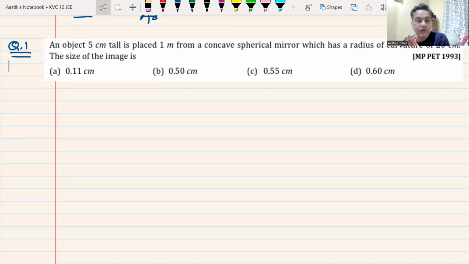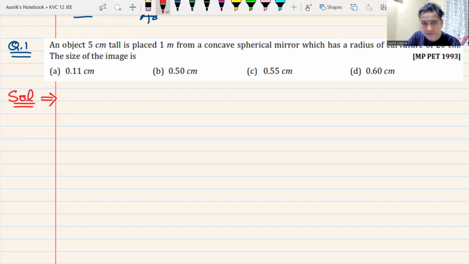Okay, so an object 5 centimeter tall is placed 1 meter from a concave mirror. The radius of curvature is given as 20 centimeters. You have to find out the height of the image. Remember, this object would be placed perpendicular. So we are talking about transverse or lateral magnification, and I'll give you a minute. Let's see if you can tackle this one. Straightforward question. And my dear friend, this has a straightforward answer. I'll keep my mouth shut for a minute.